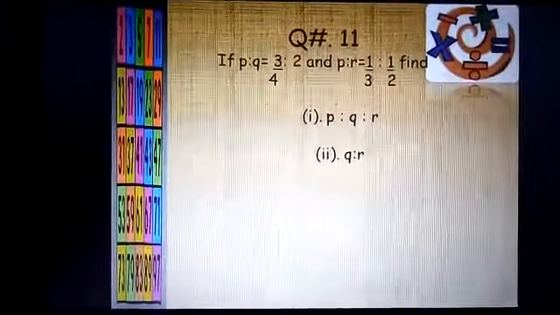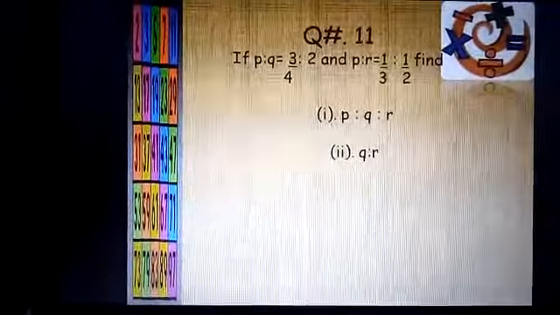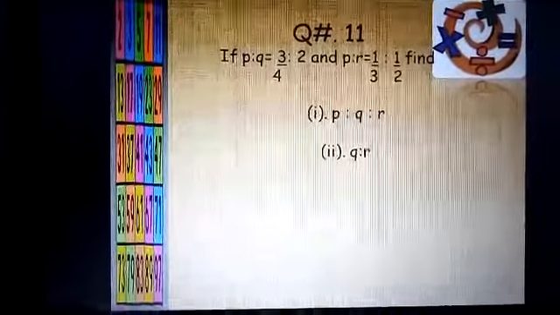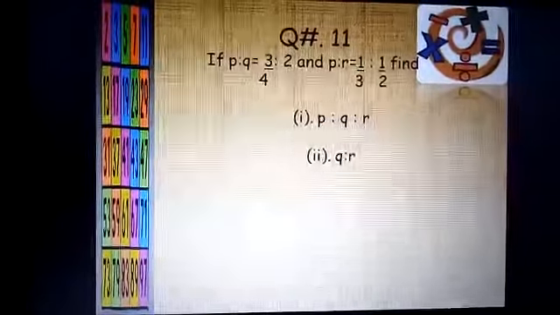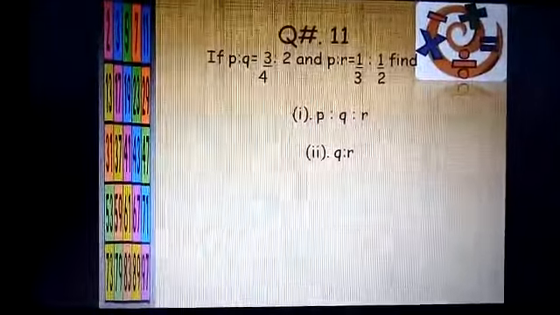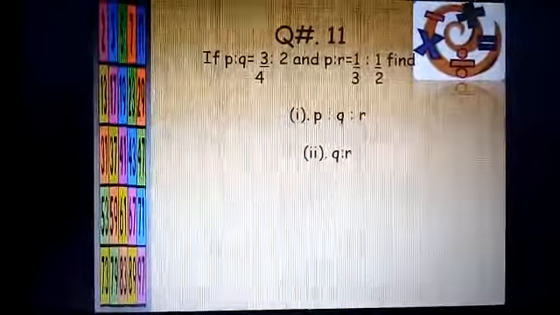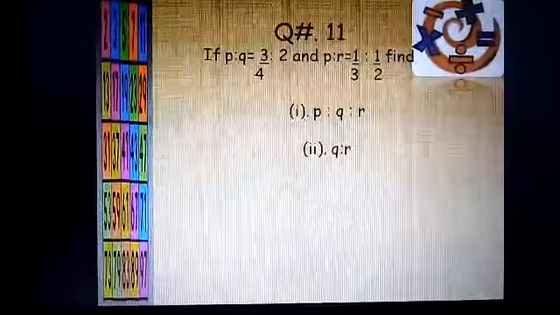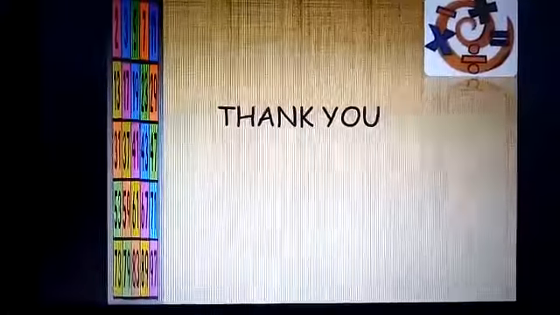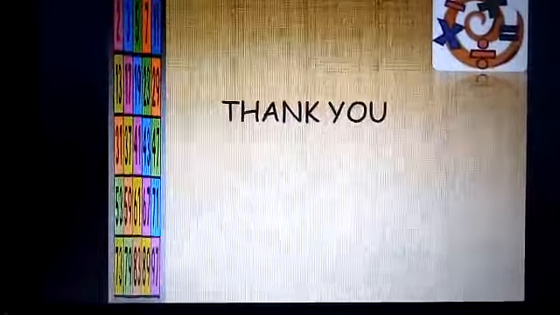Working on the same pattern, you have to solve question number 11. If P ratio Q is equal to 3 by 4 ratio 2 and P ratio R is equal to 1 by 3 ratio 1 by 2, now you have to find P ratio Q ratio R and Q ratio R. Solve it on your rough register. I am waiting for your response. If you have any ambiguity, any problem, you can ask me. Thank you so much, and solve it on your LNW register and send me your feedback.